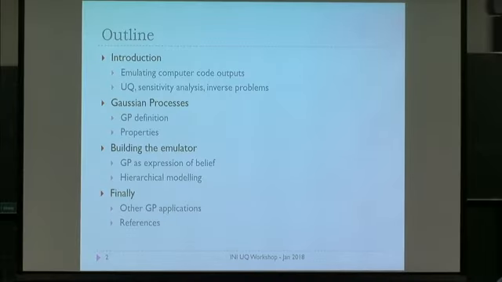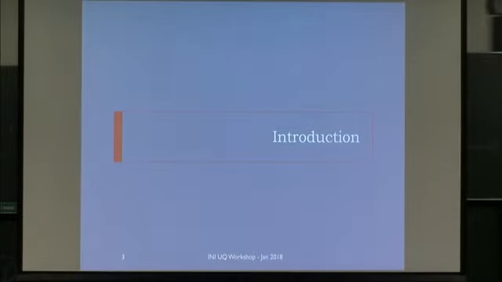So outline, begin with an introduction, say what Gaussian process emulators are used for in computer model usage. Then I'll go into some of the theory, how you build the emulator, and with a few wrap-up items at the end.